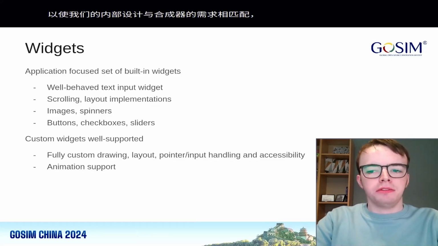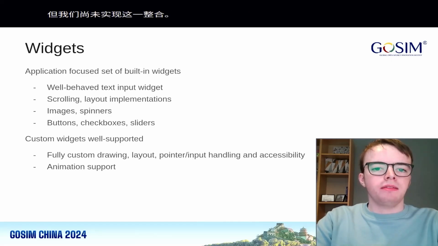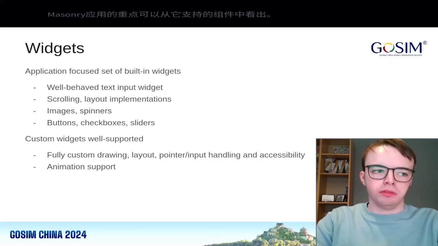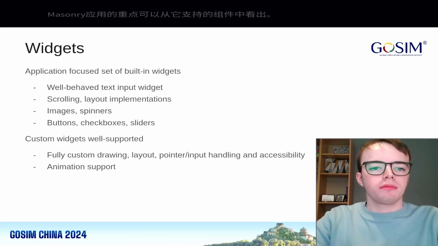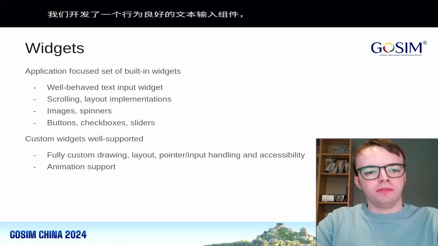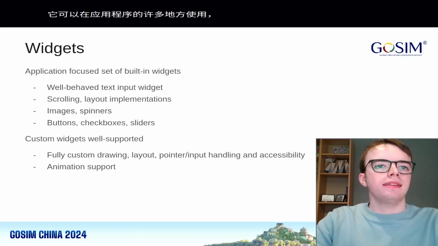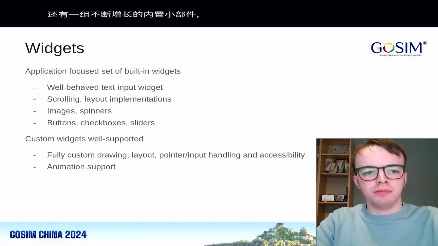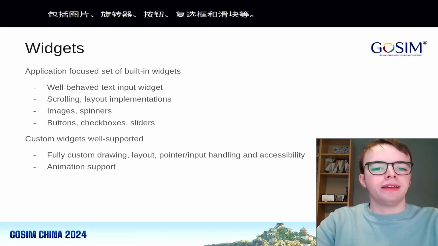Masonry's application focus can be seen in the widgets it supports. We have developed a well-behaved text input widget, which can be used in many places in applications. So, for example, the input box of a chat app or a search box. There is also a growing set of other built-in widgets, such as images, spinners, buttons, checkboxes, and sliders. We have several implementations of layout algorithms and also intend to integrate with Taffy, which is a CSS layout library.